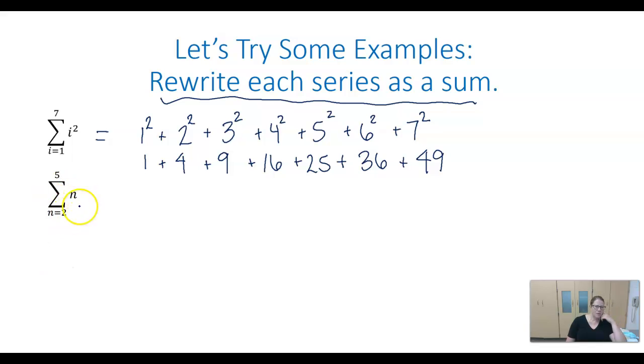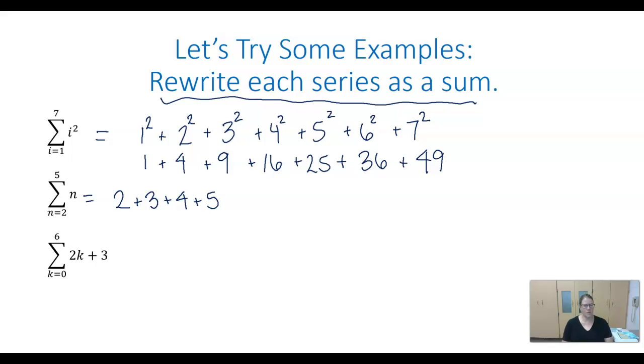So on this one, this one's very similar to the first one on the first slide. The only difference being is that my index starts at 2 instead of 1, and it ends at 5 instead of 10. So I would plug in 2 to n, just give me 2, then plug in 3, and then plug in 4, and then plug in 5 and stop. So this one would just be 2 plus 3 plus 4 plus 5. Alright, so we're on a roll.